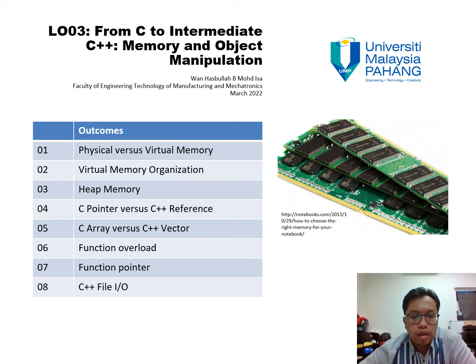Arrays are typically used in C, so why in C++ do we use vector? Then we will touch on function overloading, and also function pointers. What are the advantages of using pointers? And also file input output, or IO, in C++.